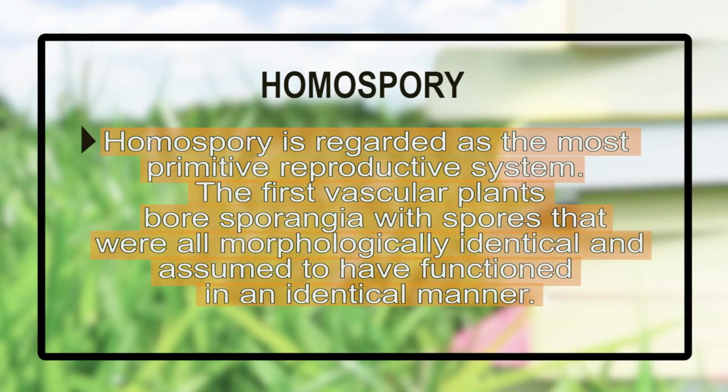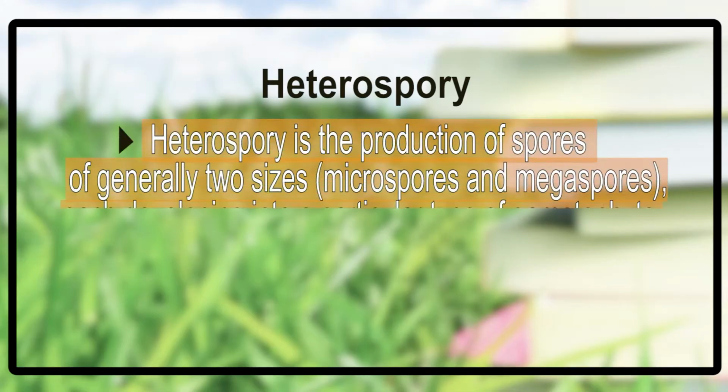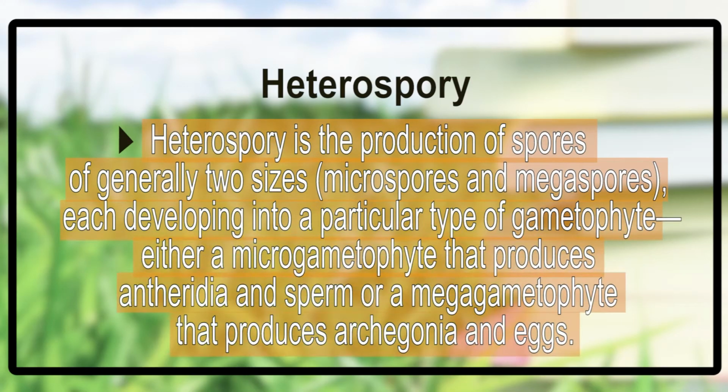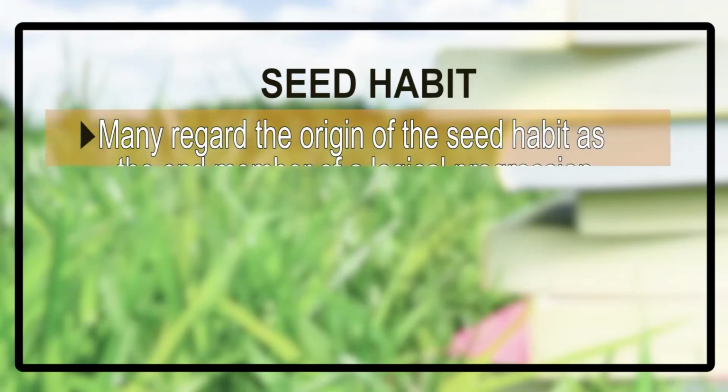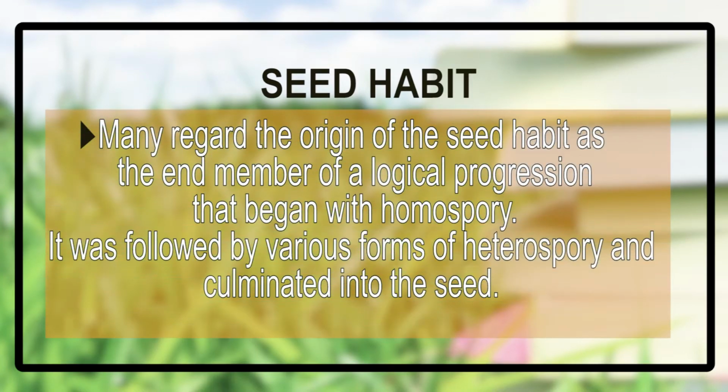What is homospory? Homospory is a condition in which isospores, or similar types of spores, are produced. In case of heterospory, the spores produced are of dissimilar sizes, that is, one is smaller and the other one is larger. Finally, seed habit is termed as an event which occurred after heterospory. Heterospory culminated into the seed habit.